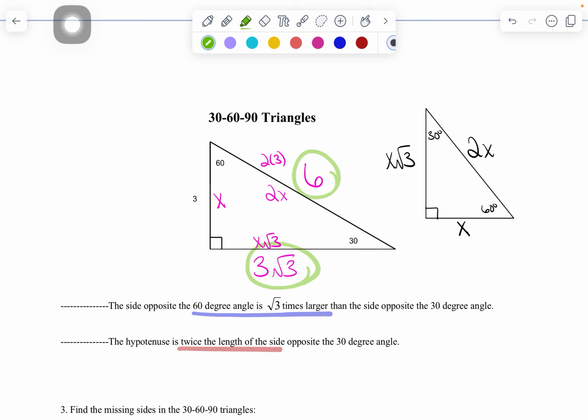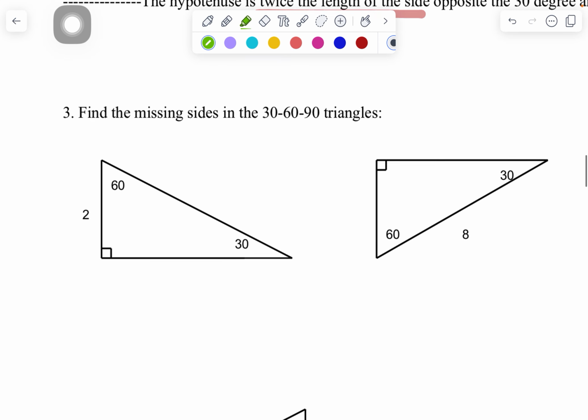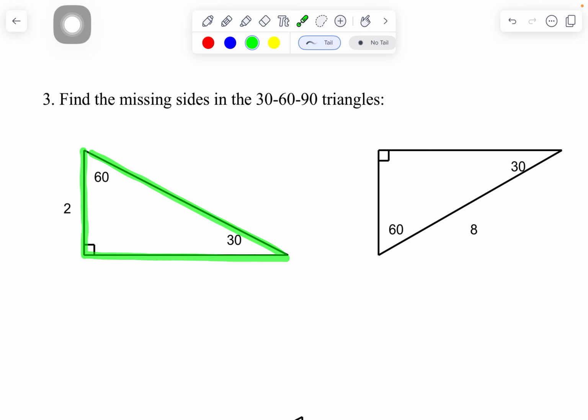All right, let's go ahead and slide on down and do some more work with these. Let's see, find the missing sides in the 30, 60, 90s. I'll leave these 2 up. So in this particular triangle, the one on the left side here, we've got the 30, 60. Again, I like labeling the inside. So opposite the 30 is x, opposite the right angle is 2x, and then opposite the 60 is x root 3. So I know my shortest side here.